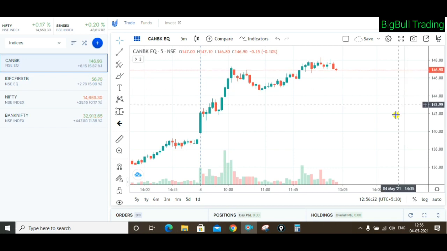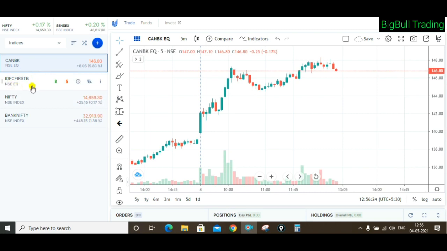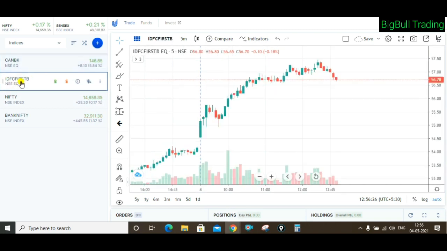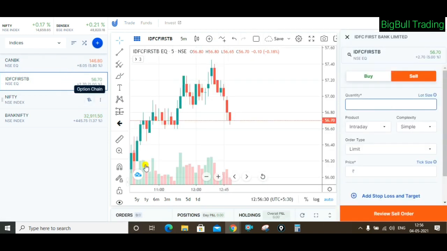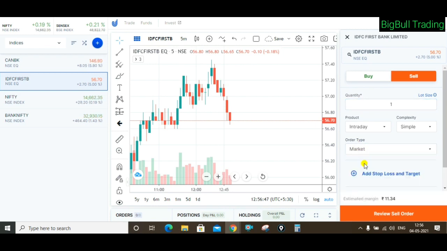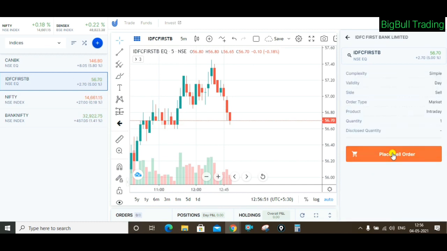For that, first I will just take any one share, for example IDFC Bank, and first I will sell the share, for example. Okay, so I will sell at the current market price. This is the one intraday. This is the simple order you can go for. You can put the limit, means the price, what price you want, or the market price, whichever you want. For example, I will put it in the market price, so automatically it will sell the order.